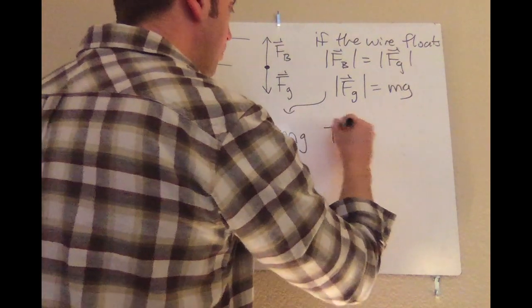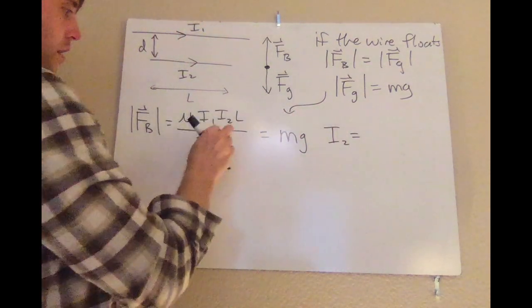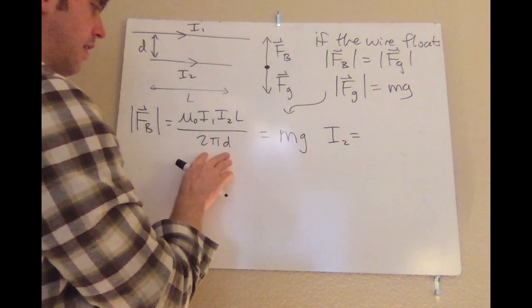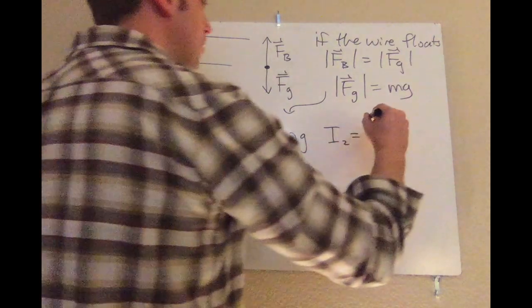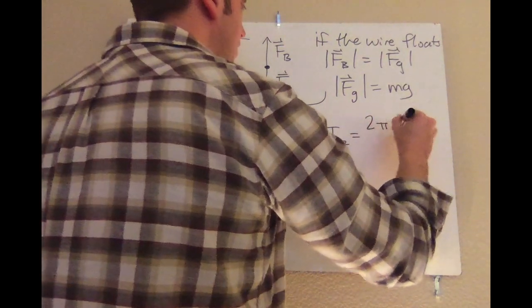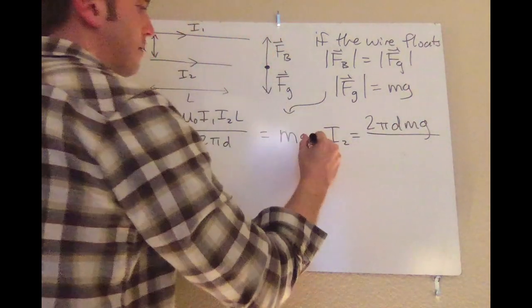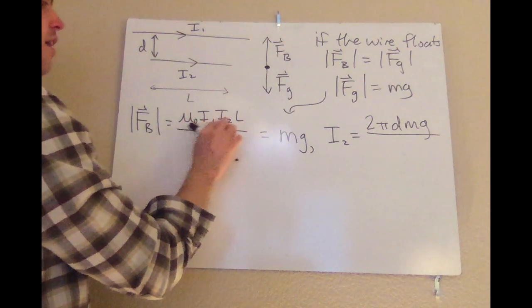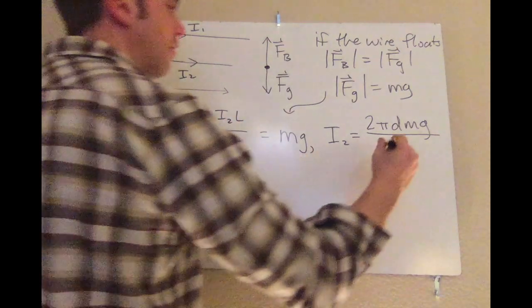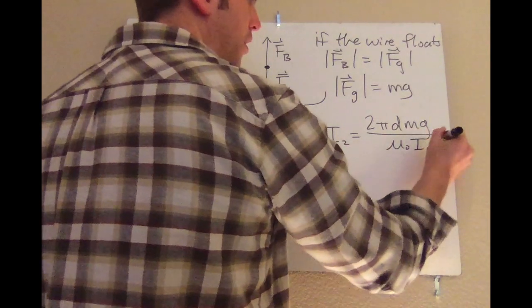Okay, I2 is equal to, first, we're going to take 2 pi d and multiply on both sides. So on top, I'm going to have 2 pi d times m times g. Then I'm going to divide out mu naught times I times L, so on the bottom I'm going to have mu naught times I1 times L. There it is.